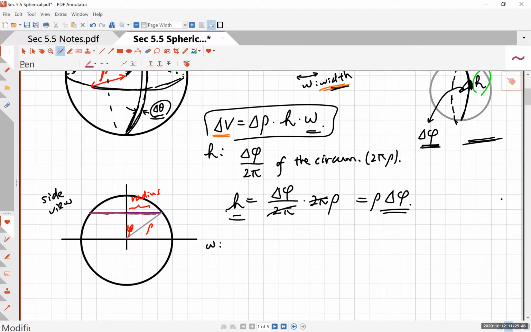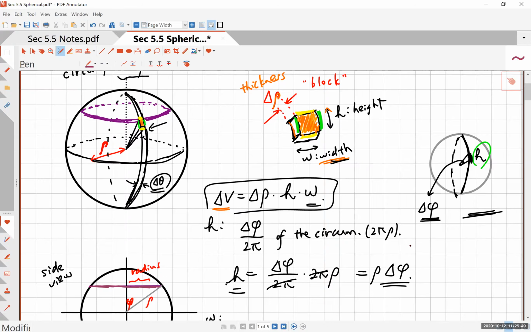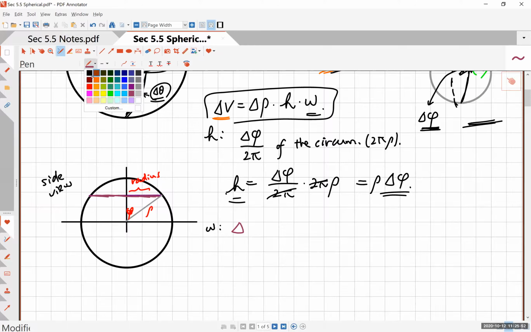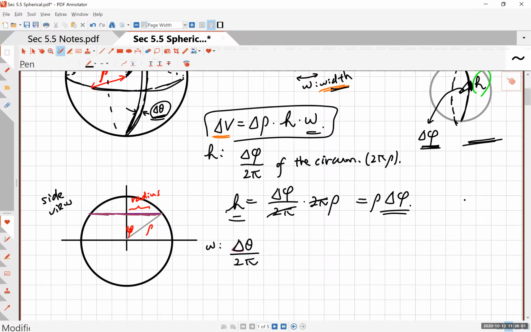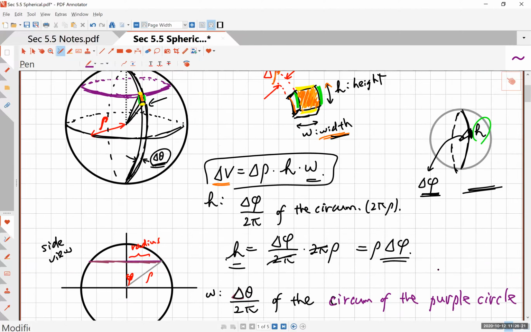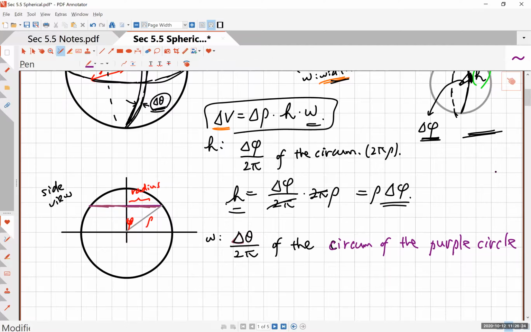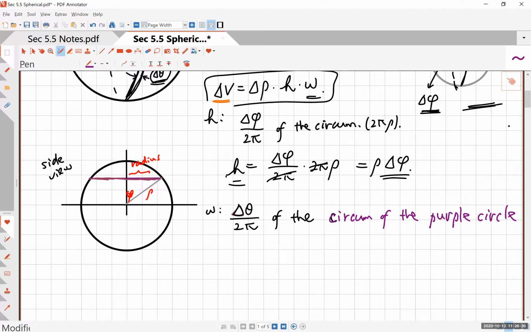So let's go ahead and write down what W is. W is delta theta out of 2 pi, right? If delta theta is 2 degrees, we are talking about 2 divided by 360 of the circumference of the purple circle. And what I mean by this purple circle is the latitude line or latitude circle colored in purple. All right, so what is this circumference of the purple circle?